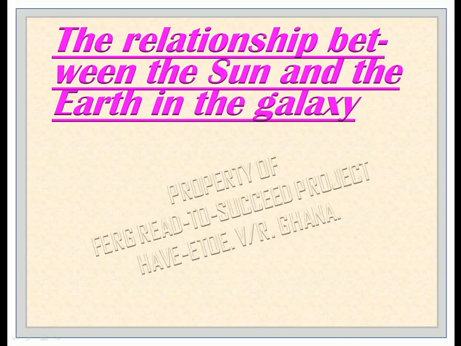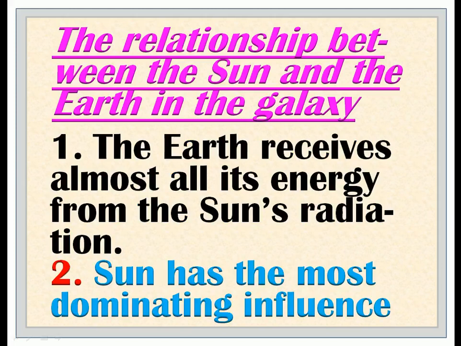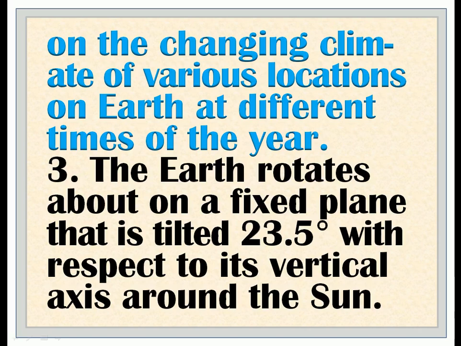The relationship between the Sun and the Earth in the galaxy. 1. The Earth receives almost all its energy from the Sun's radiation. 2. The Sun has the most dominating influence on the changing climate of various locations on Earth at different times of the year.